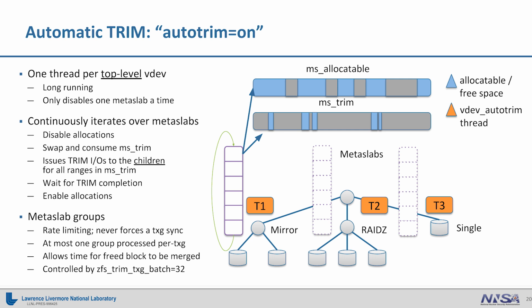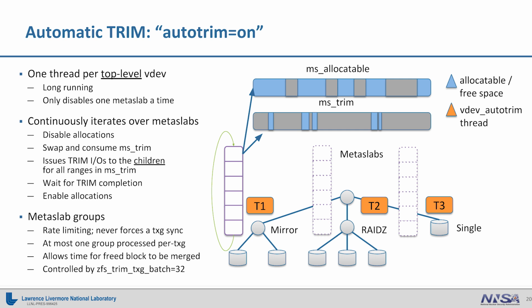And the idea is that at most, we're going to process one of these groups per transaction group. So that means it's going to take you a minimum of 32 transaction groups before you get back to trimming the same metaslab. That provides you 32 transaction groups worth of time to aggregate adjacent ranges together to issue them efficiently. We found that in practice, 32 works pretty well from testing. It's controllable. You can adjust it. But 32 works pretty well.